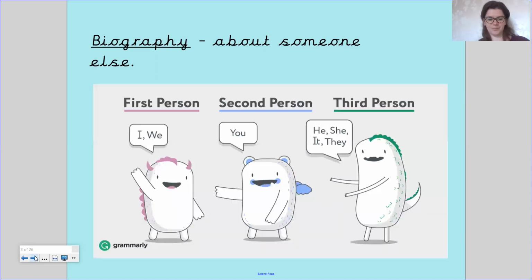Let's have a look. So if you remember, the first person is when you are writing from your own point of view. So you're going to use the word I. Second person is when you're writing to somebody. So you're going to use the word you. We're not doing either of those. We are writing about somebody else. So we're going to be using the words he and she, and that is the third person.